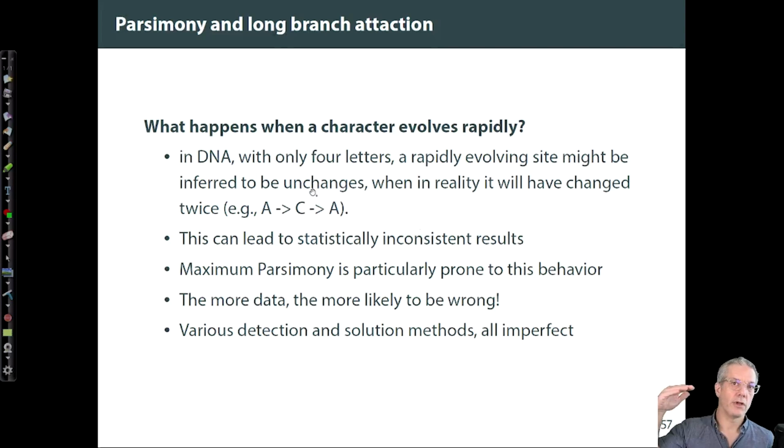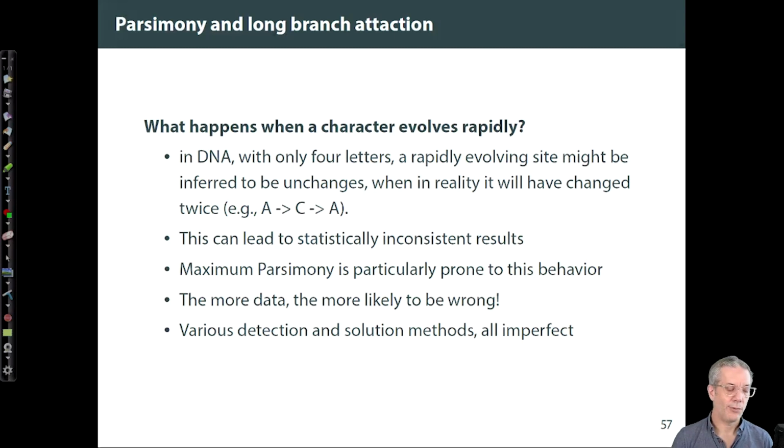And so we will remember the nucleotide substitution models where we convert the number of changes that we see into some evolutionary distance. Well, parsimony, in the case of a long branch, where a character is evolving rapidly, may underestimate the evolutionary distance because we're unable to see the changes. And this can lead to statistically inconsistent results. Maximum parsimony is particularly prone to this behavior.